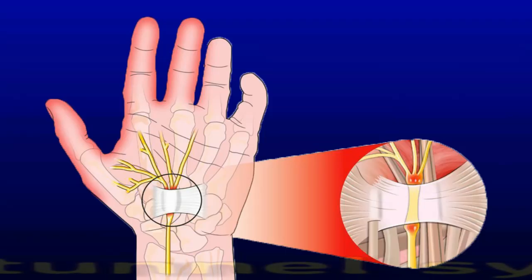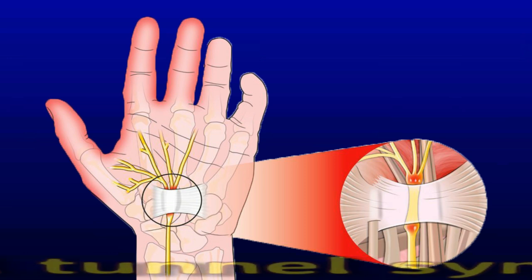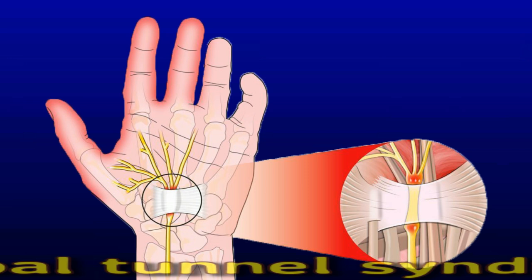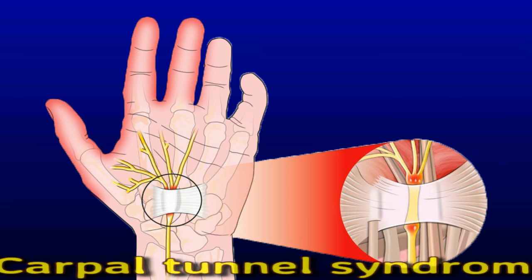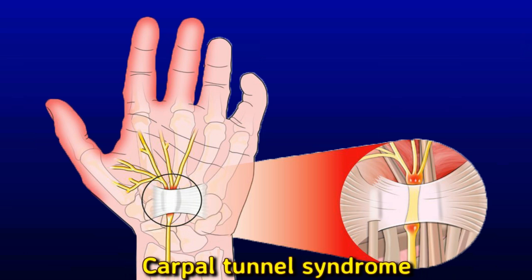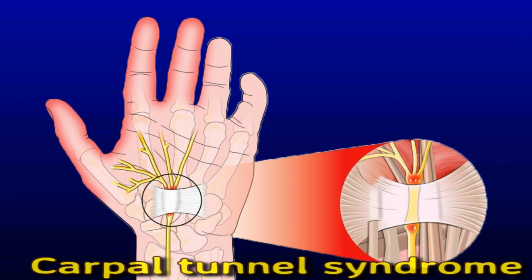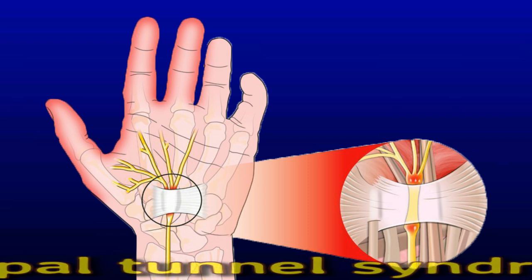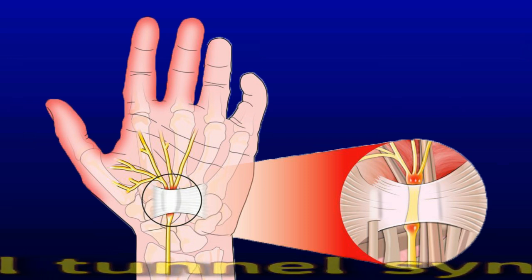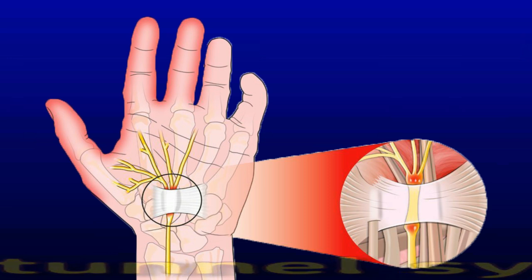Carpal tunnel syndrome. Carpal tunnel syndrome affects the median nerve, which runs through the carpal tunnel in the wrist. Compression of the tunnel or swelling within it can affect the nerve, leading to pain, tingling, and numbness in the hands and fingers. The pain may start in the fingers and radiate up the arm. Symptoms may start gradually and worsen over time. Some people may also begin to experience hand weakness and difficulty gripping objects or performing precise movements.